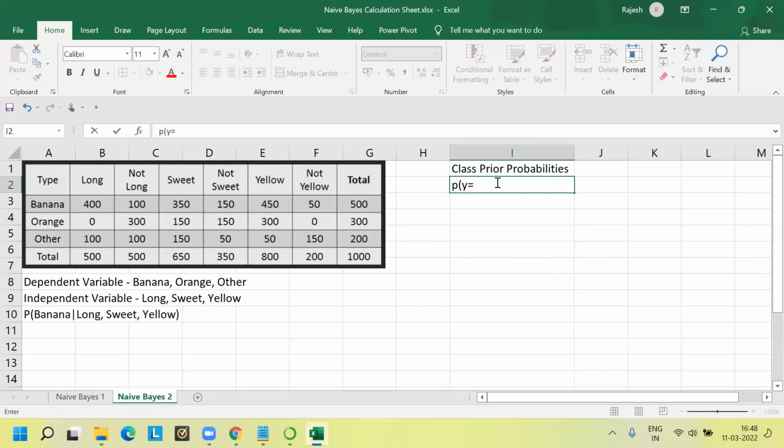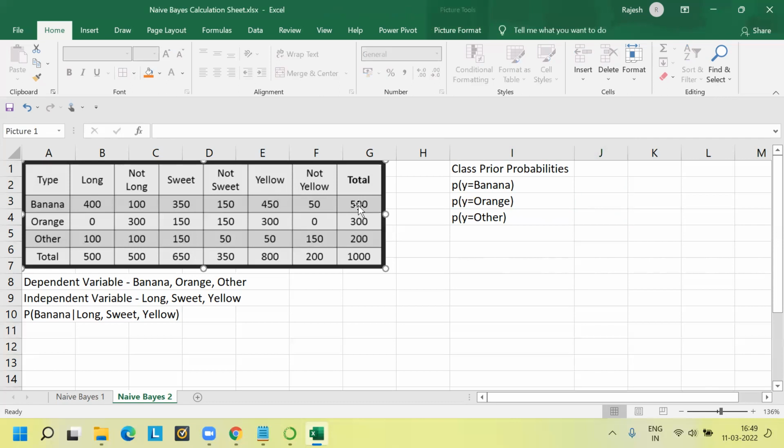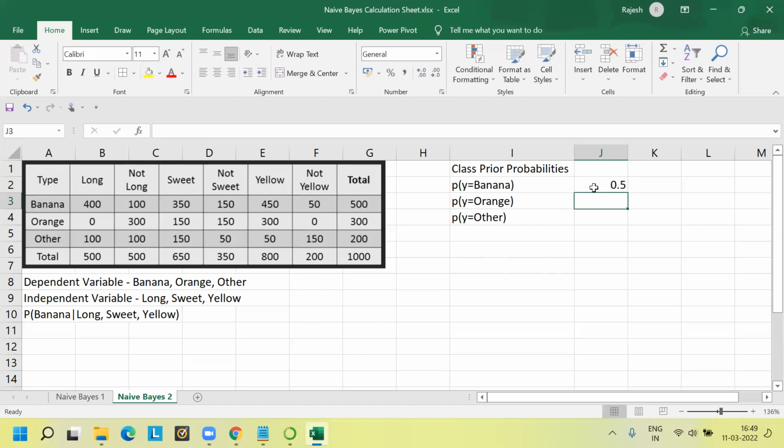Probability of y equal to banana, probability of y equal to orange, probability of y equal to other. Right? So how many bananas are there in total? The total bananas are 500, so 500 by 1000, which is 0.5.